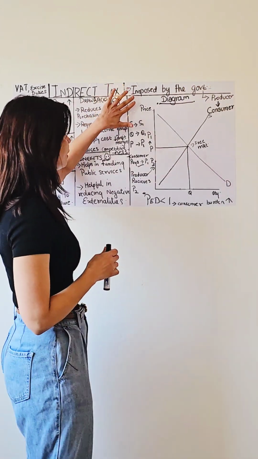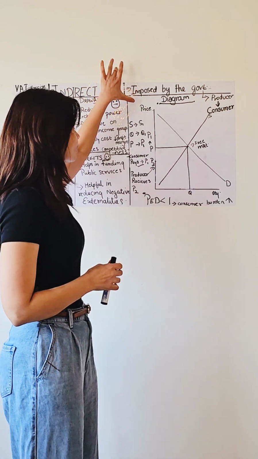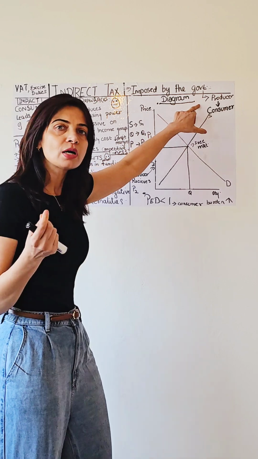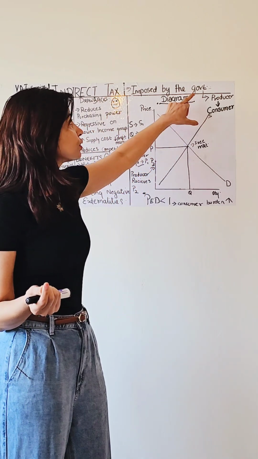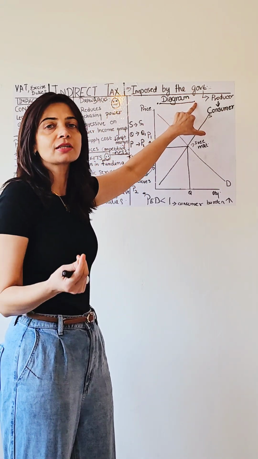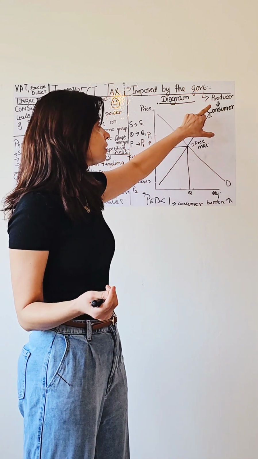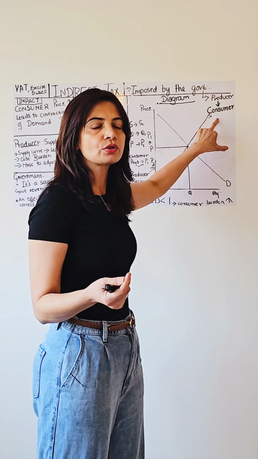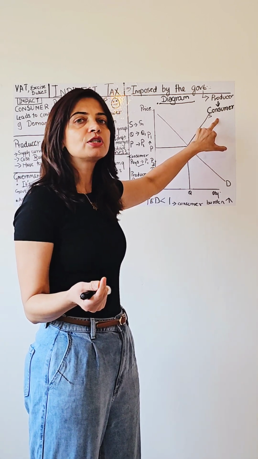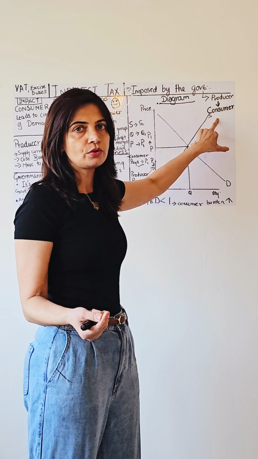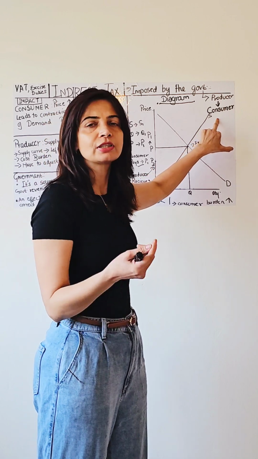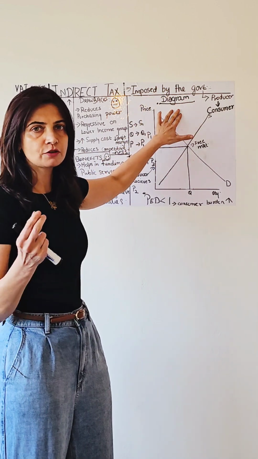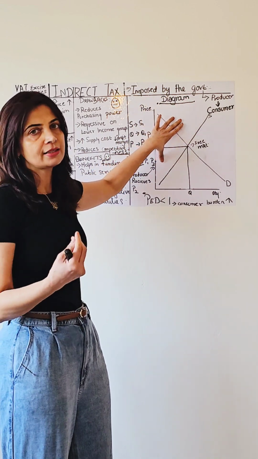So a simple definition, let's start with that one. When we are talking about indirect taxes, we are talking about the tax that is being imposed by the government primarily on the producer, and the producer, in order to protect their profit margins, will pass them on to the consumers. So the final price that the consumer pays will be different from what they were paying earlier without any intervention. So let's try to apply this basic definition to this graph and get started.